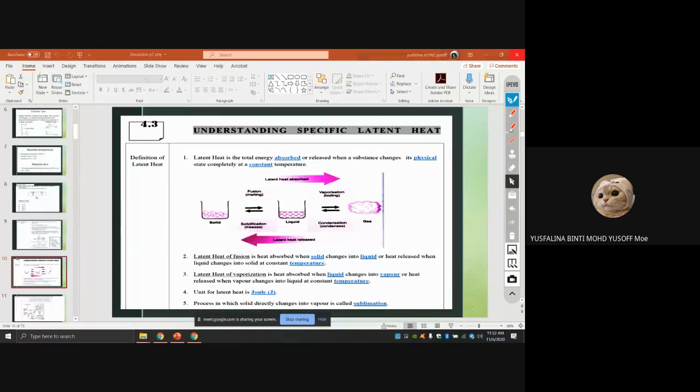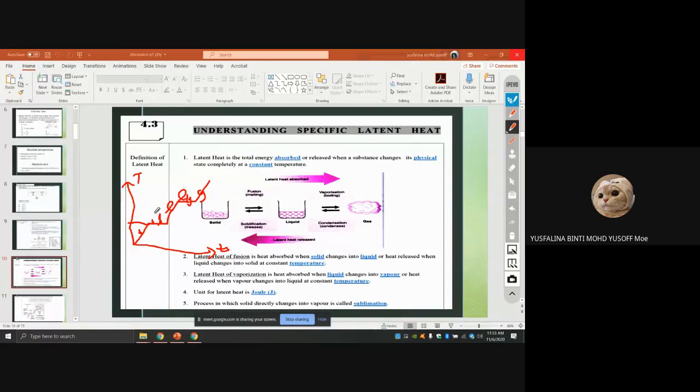So this one we call the specific latent heat. Or maybe you can understand it more if we use a graph. Heating. This is the temperature and this is the time. This one is solid. This one is solid and liquid. And liquid. This one is liquid. This one is liquid and gas. And then this one is gas.